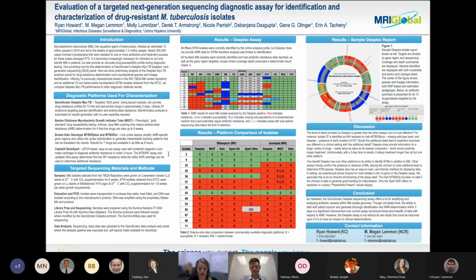So the isolates that we used, we had 14 tuberculosis isolates that were previously characterized. We had drug resistance information about those isolates, and we wanted to compare those to what the D-plex assay was going to give us. But we also wanted to throw in some non-tuberculosis isolates, and we had 15 of those, and all 15 were correctly identified by this assay, which was pretty impressive.